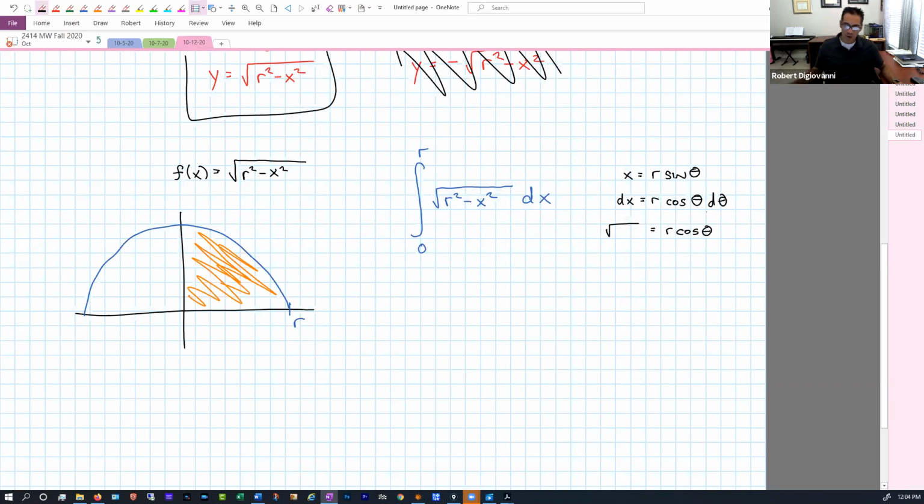Okay, so we're making a trig substitution. Everywhere we see an x, we're going to replace it with r sine theta. The dx will be replaced with the derivative of that, which is r cosine theta d theta. And we already know by the formula that the square root, all that turns into r cosine theta.